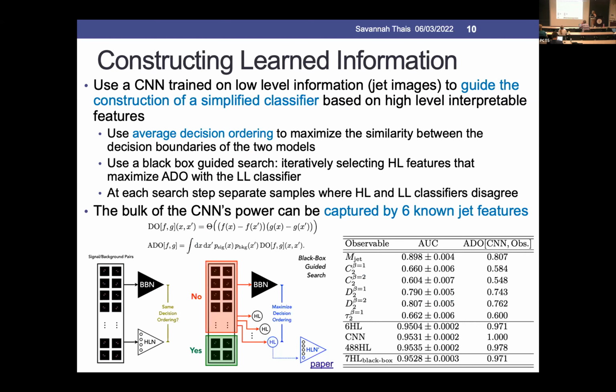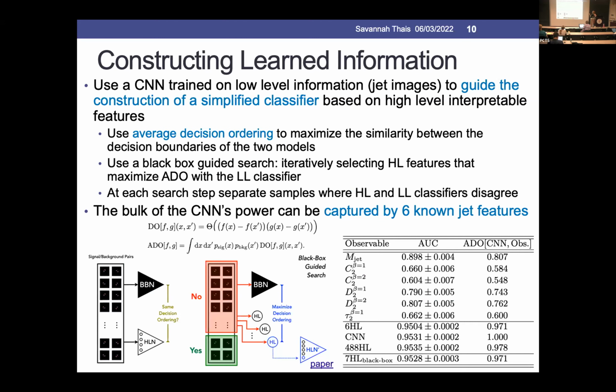So again, this work is on CNNs and not GNNs, but I'll show in a couple of slides some ways that you could generalize this to GNNs. Basically, here they're trying to construct what is the learned information that a CNN is learning. So you train it again on jet images, and then you use that low-level classifier to guide the construction of a classifier that's based on inherently interpretable physical features.